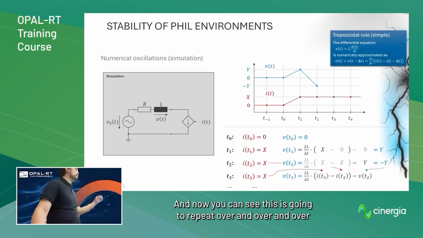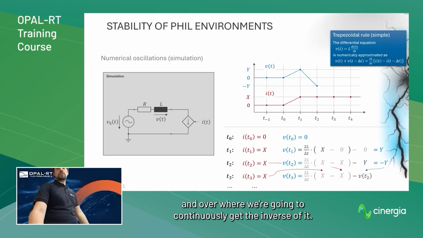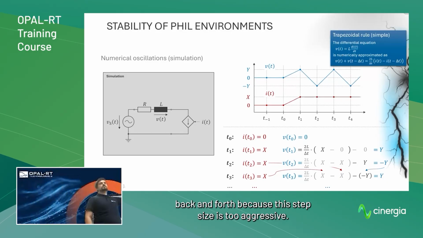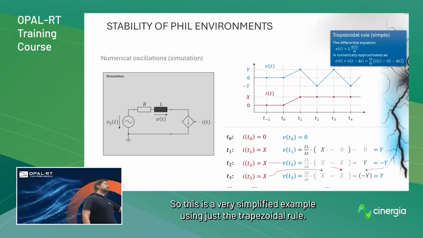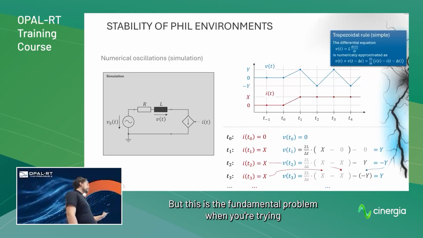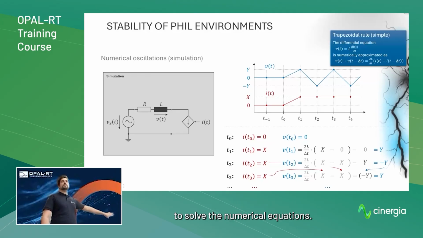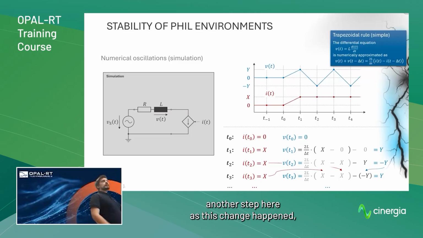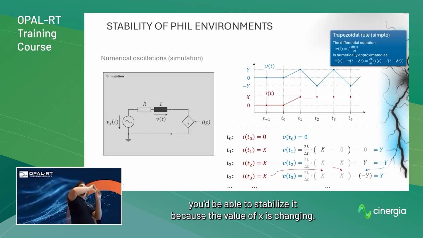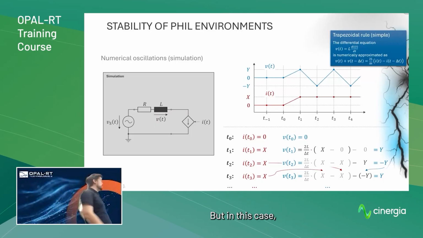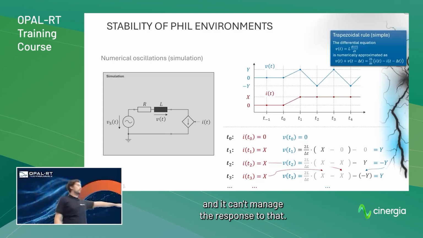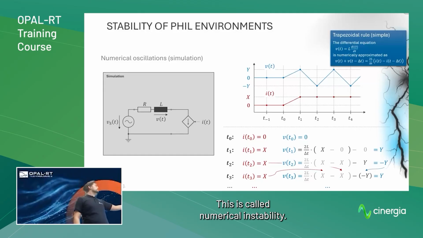And now you can see this is going to repeat over and over, where we're going to continuously get the inverse of it. And now you're going to just get this numerical bounce back and forth because this step size is too aggressive, right? So this is a very simplified example using just the trapezoidal rule, but this is the fundamental problem. When you're trying to solve the numerical equations, if you introduced another step here, as this change happened, you'd be able to stabilize it because the value of x is changing. But in this case, from the perspective of the simulation, it's a step jump, and it can't manage the response to that. This is called numerical instability, so we have to resolve that.